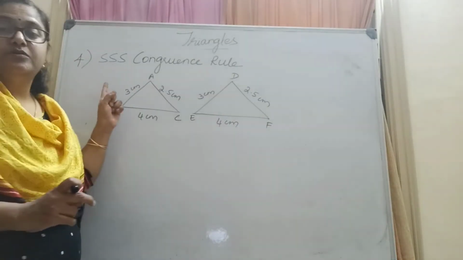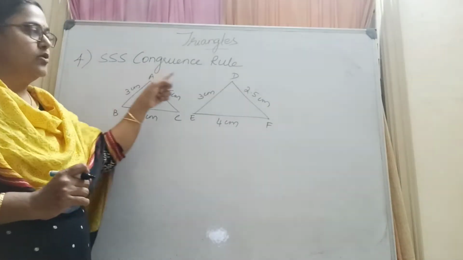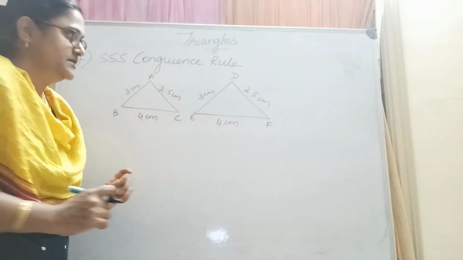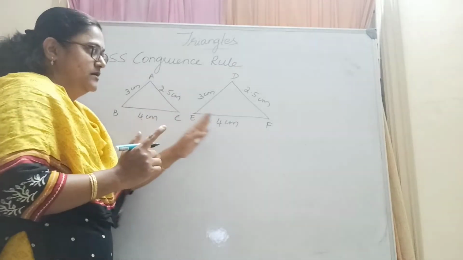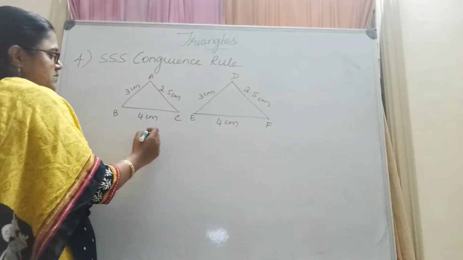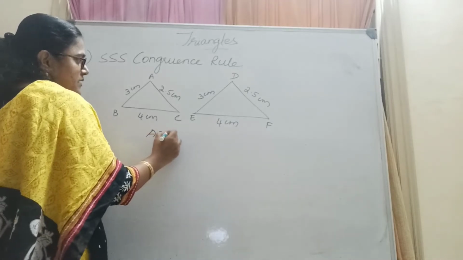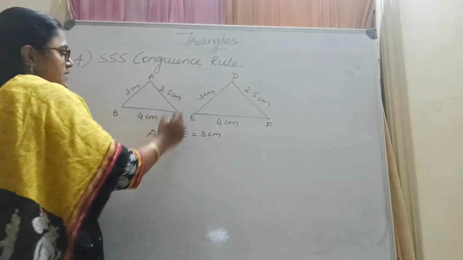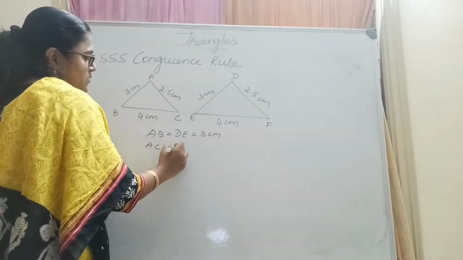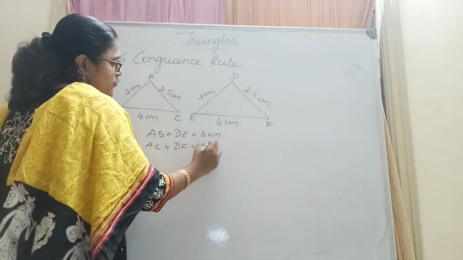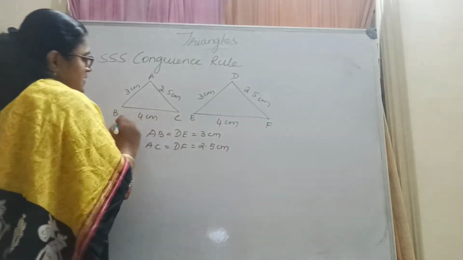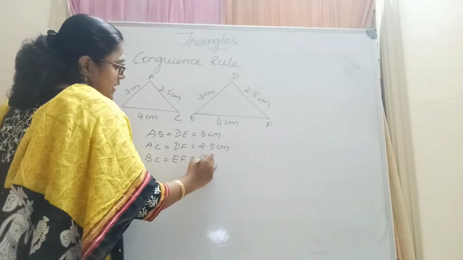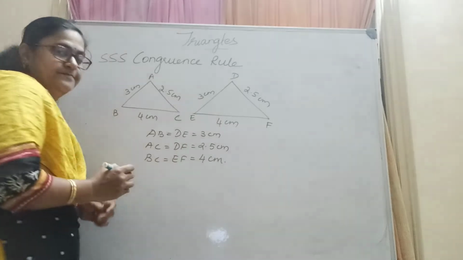Now talking about the fourth congruence rule, SSS congruence rule. Here I told you we will consider all the three sides from both the triangles. Now by looking at these figures, you can make out which are the corresponding sides. Side AB is equal to side DE. Both are of 3 centimeters. Then side AC is equal to side DF. Both are of 2.5 centimeters. Side BC is equal to side EF. Both are of 4 centimeters.